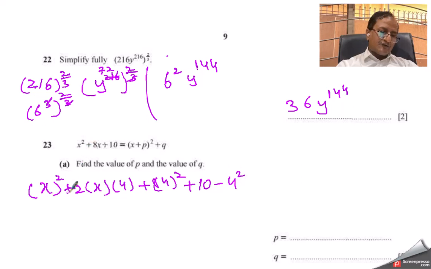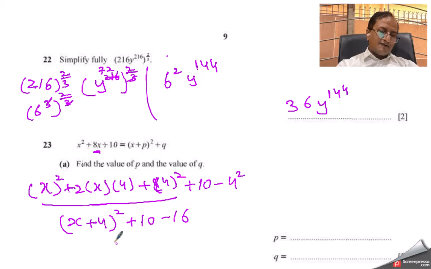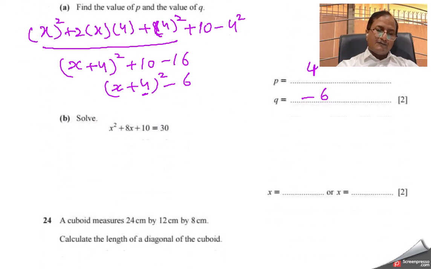This x squared plus 8x becomes complete here, and this 4 squared we are supposed to add, and we are supposed to subtract the 4 squared as well. Then from here we have x plus 4 whole squared, the perfect square. Now we have plus 10 minus 16, which gives us x plus 4 whole squared minus 6. In place of p we have 4, and q is negative 6. This is the value of p and q.